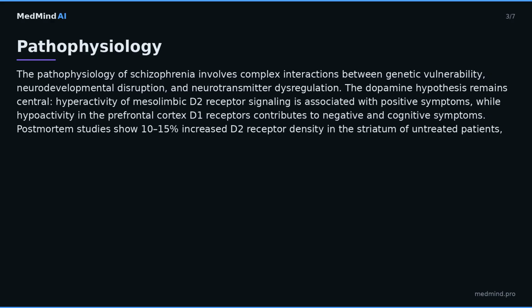Copy number variants, CNVs, at 22q11.2 deletion confer a 25-fold increased risk, RR equals 25, 95% CI, 15 to 40, affecting COMT and PRODH genes involved in dopamine and glutamate metabolism.